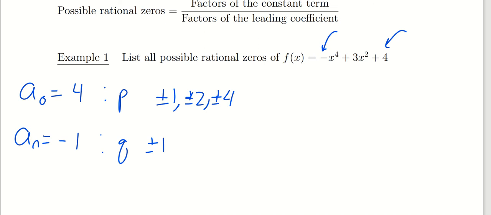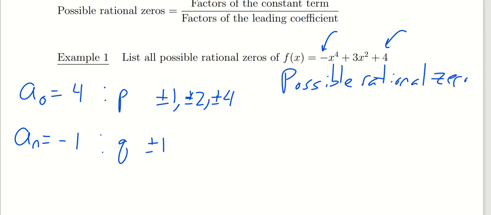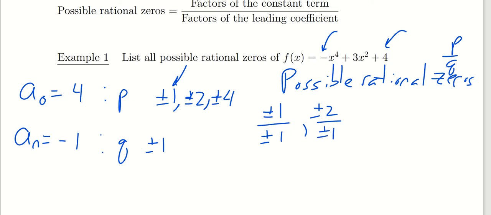So if we look for the possible rational zeros, we know that they have to be of the form p over q. So one possibility would be if we take the plus or minus 1 from p and put it over the plus or minus 1 from q. Or instead we could have the plus or minus 2 from p over the plus or minus 1 from q.